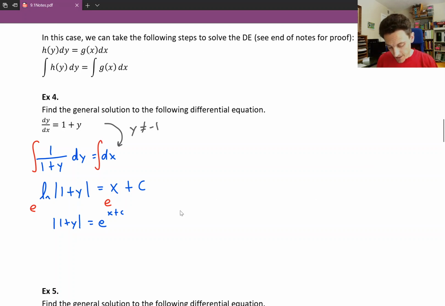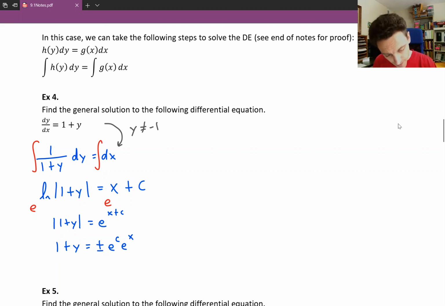Now, one thing is, on the right side, it's gonna be useful to separate the constant out. So what we're gonna do is write e to the x plus c as e to the x times e to the c, just using an exponential property to break that up. And we're also going to take a step where we get rid of the absolute value bars. So we're going to write 1 plus y equals plus or minus e to the c, e to the x. I'll put the e to the c in the front because we're going to rope it in with the plus or minus.